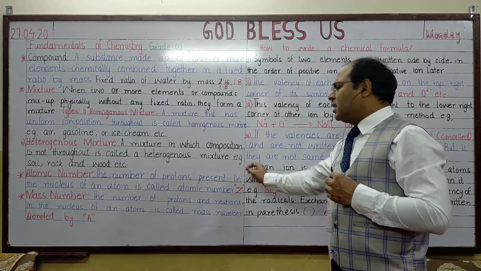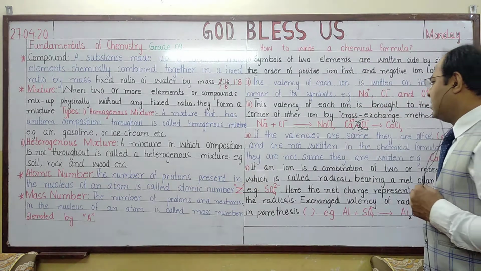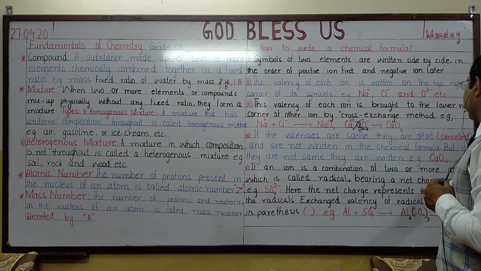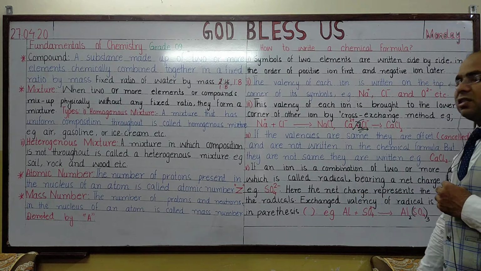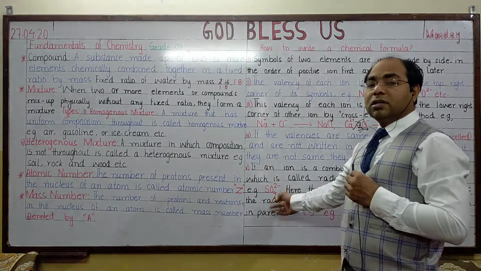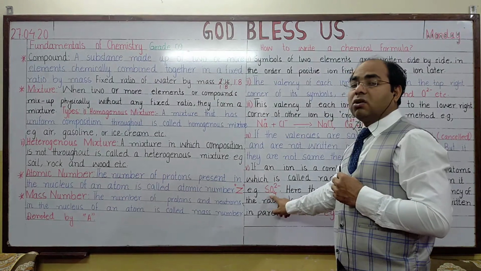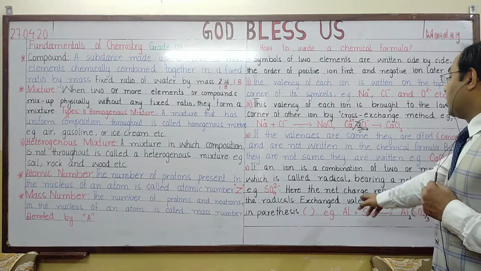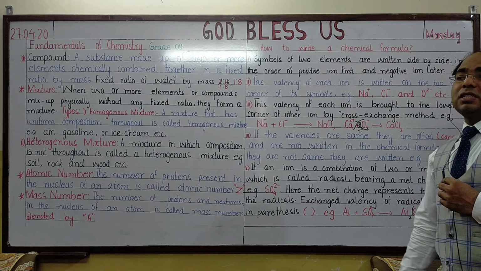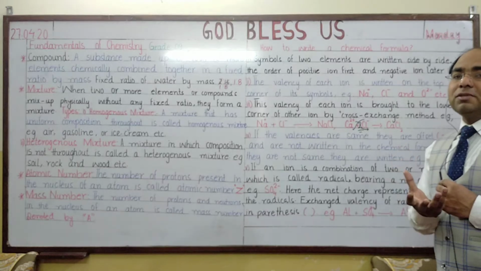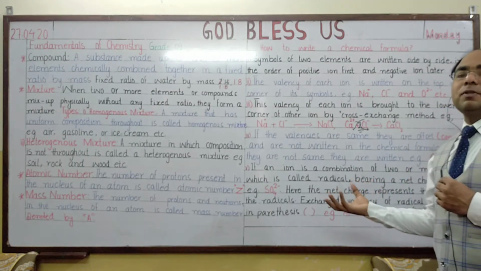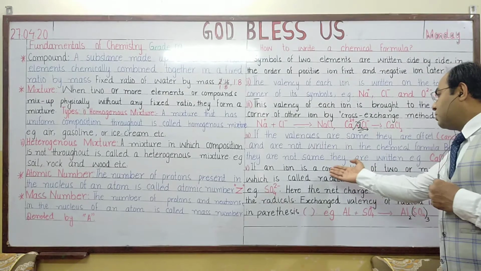Now this 5th point is a little more complicated at your level. If an ion is a combination of two or more atoms, for example SO4, sulfur and oxygen, it's a combination of two atoms, so it would be called a radical when it is possessing a charge. So that means a group of atoms that is a combination. If it's possessing charge, it's known as a radical. So that's what is written.